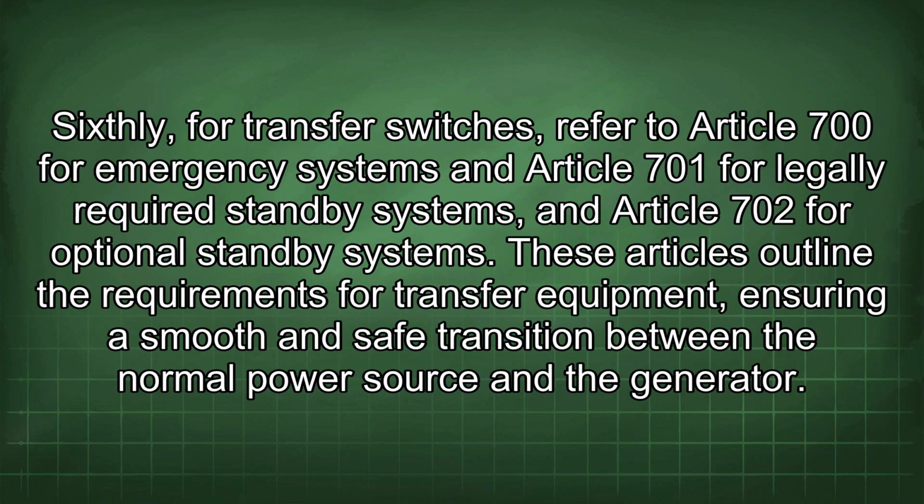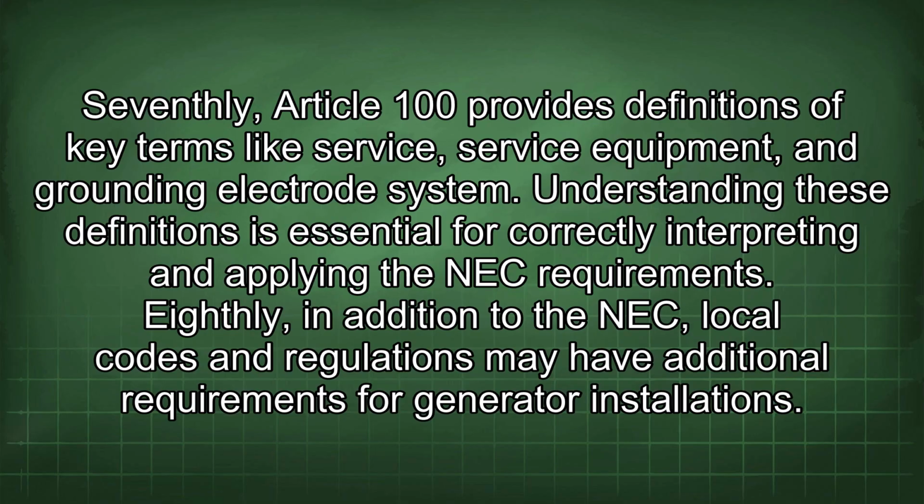Sixthly, for transfer switches, refer to Article 700 for emergency systems, Article 701 for legally required standby systems, and Article 702 for optional standby systems. These articles outline the requirements for transfer equipment, ensuring a smooth and safe transition between the normal power source and the generator. Seventhly, Article 100 provides definitions of key terms like service equipment and grounding electrode system. Understanding these definitions is essential for correctly interpreting and applying the NEC requirements.